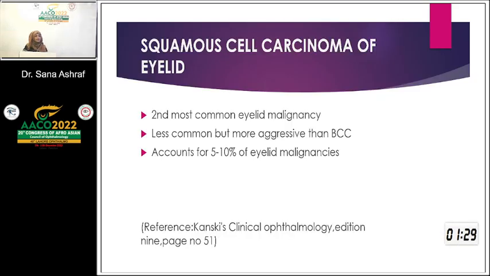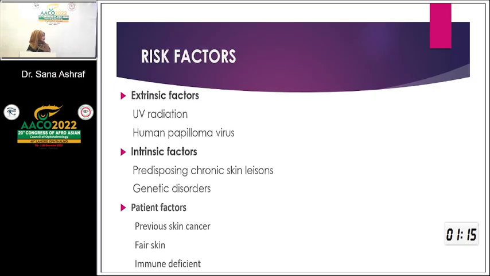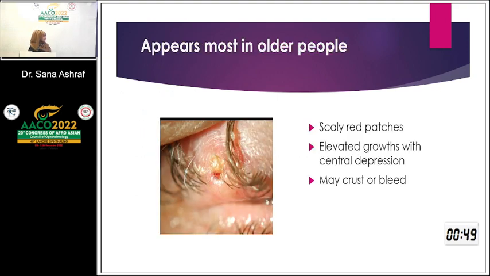Squamous cell carcinoma is the second most common eyelid malignancy and the second deadliest skin carcinoma behind melanoma. There are high chances of metastasizing, and it's 2 times more common in males, more in fair-skinned people, and after the age of 40. Accumulated sun exposure over time is the single most important risk factor, and other risk factors include human papillomavirus, chronic skin wounds, smoking, genetic factors like xeroderma pigmentosum, history of previous skin cancer, fair-skinned people, and immune-deficient people. It's multifactorial.